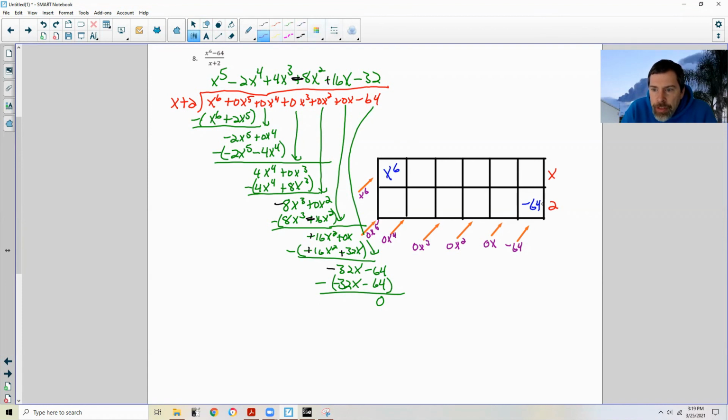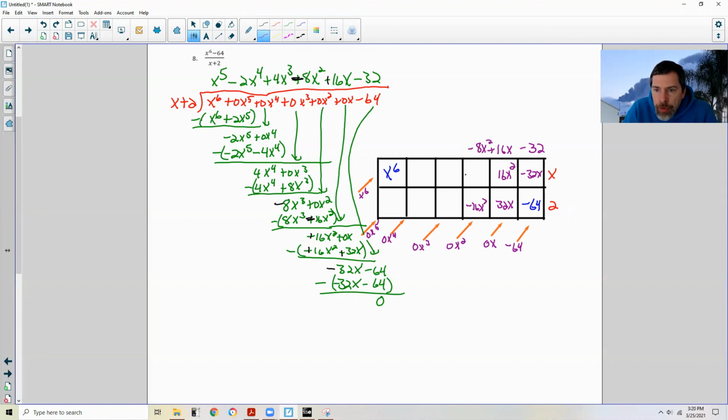To get a negative 64, I have to multiply 2 by negative 32. So this gives me negative 32x. I need 0x, so this has to be 32x. 2 times 16x will give me 32x. X times 16x is 16x squared. I have a 0x squared here, so that's got to be minus 16x squared to get these to add up to 0. To get a negative 16x squared, I have to divide by a negative 8. 2 times a negative 8x squared. Okay, 2 times negative 8x squared is negative 16x squared.